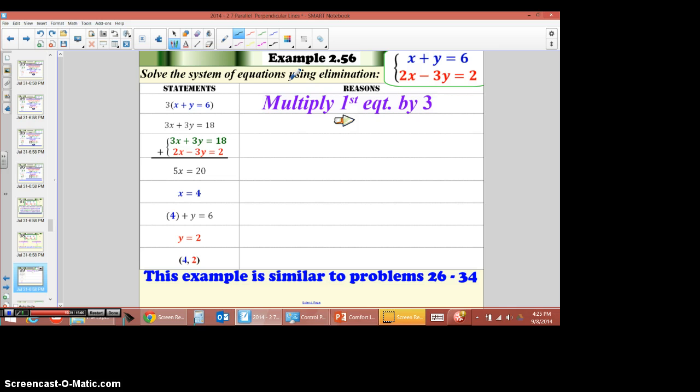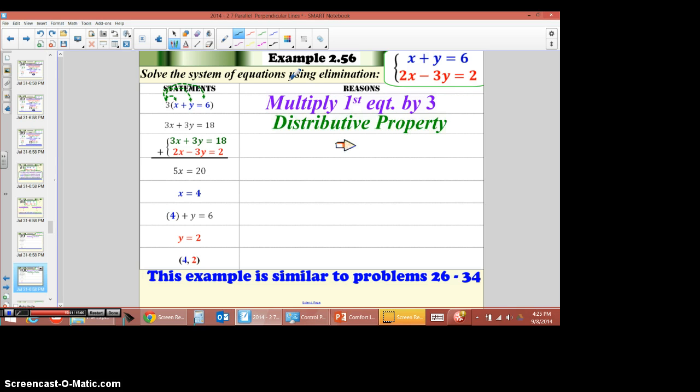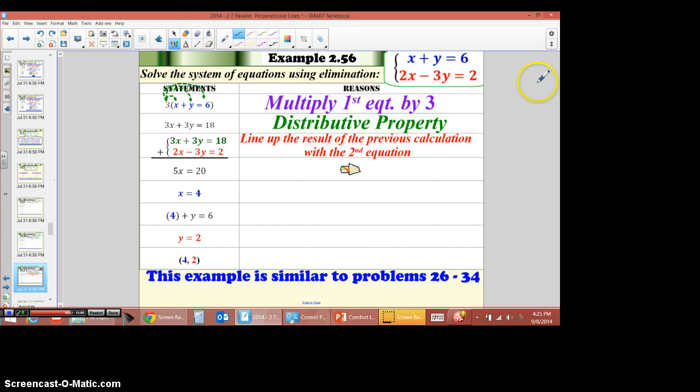So right here it says multiply the first equation by 3 to get to there. I use the distributive property to do that, and then right here I line them up. I've got this new equation, 3x plus 3y equals 18. It's the exact same thing as this because we used the distributive property, which maintains equality. So now I've got my equations.